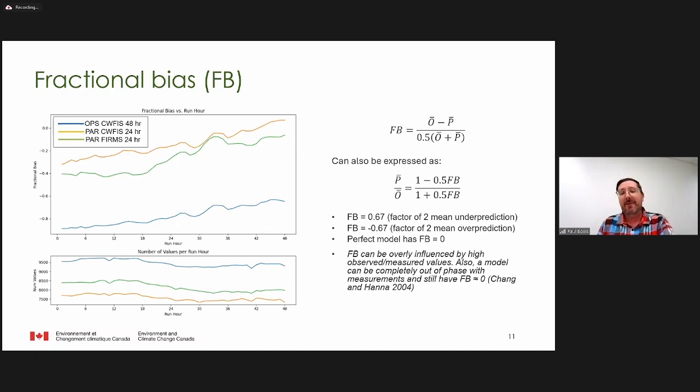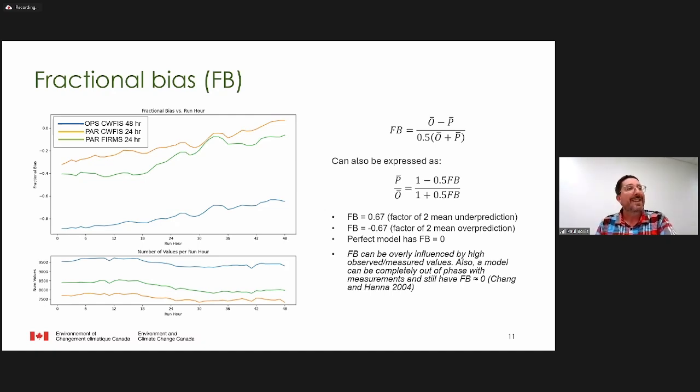Also note that fractional bias can be overly influenced by high observed and or measured values, and also a model can be completely out of phase with measurements and still have a fractional bias approximately equal to 0. So that's something to watch for.